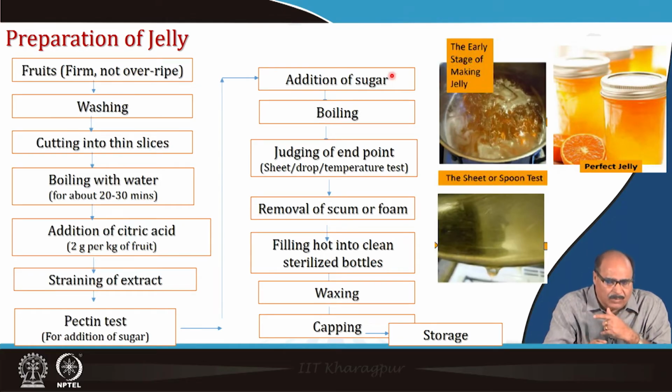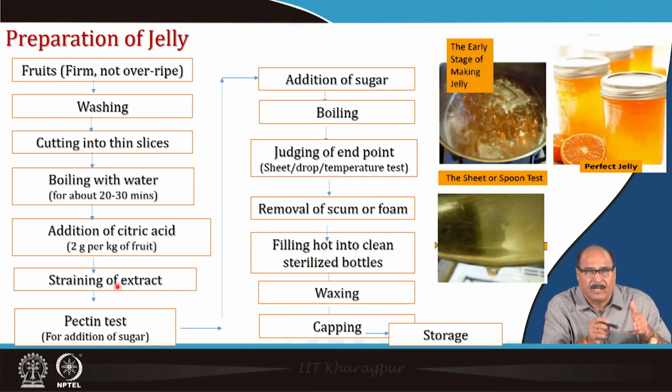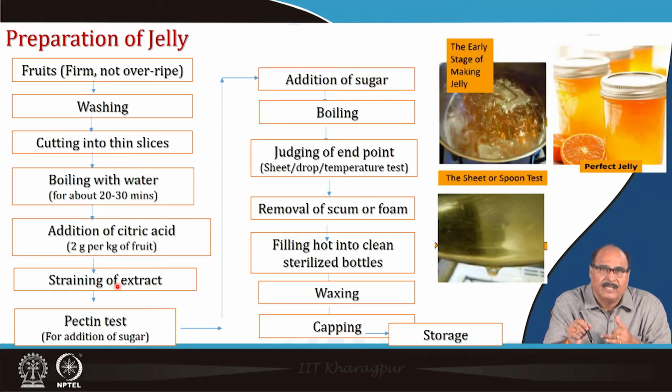Similarly, this is the preparation of jelly. It is almost the same, but the earlier case used pulp, whereas here the material is cut into thin slices and boiled with hot water, with citric acid added while it is being boiled, 2 gram per kg of fruit. The extract is strained and tested for its pectin content, because the pectin should be good in quantity for proper setting of the jelly. Accordingly, if it is low pectin or high pectin, pectin may be substituted, a suitable quantity of sugar is added, and this is further boiled and the end point judged.